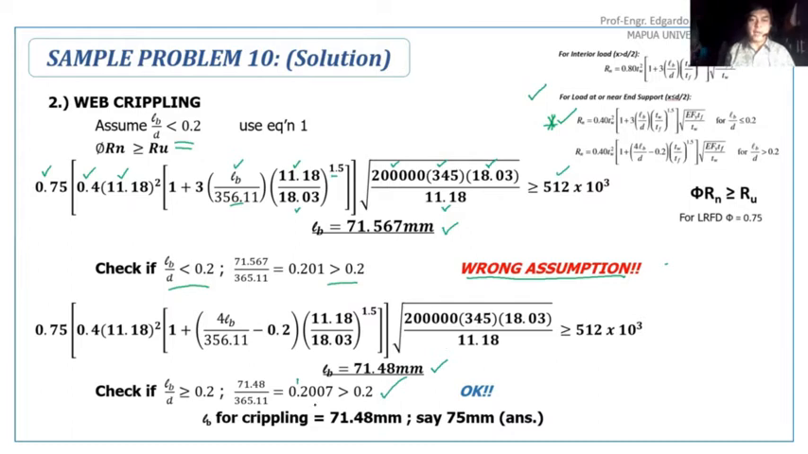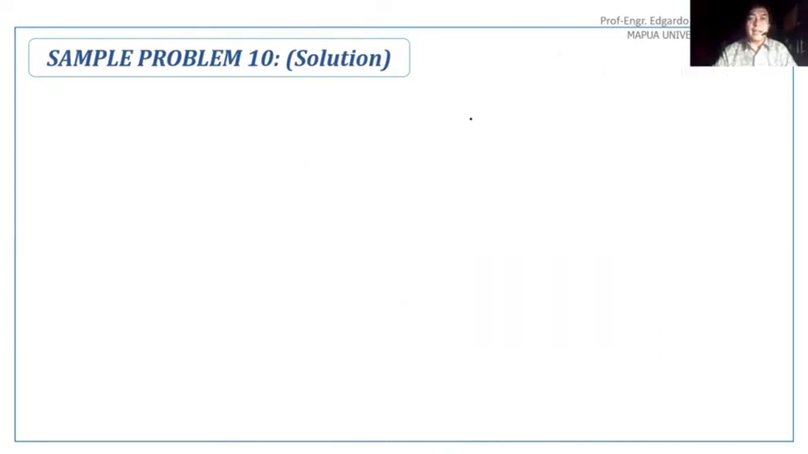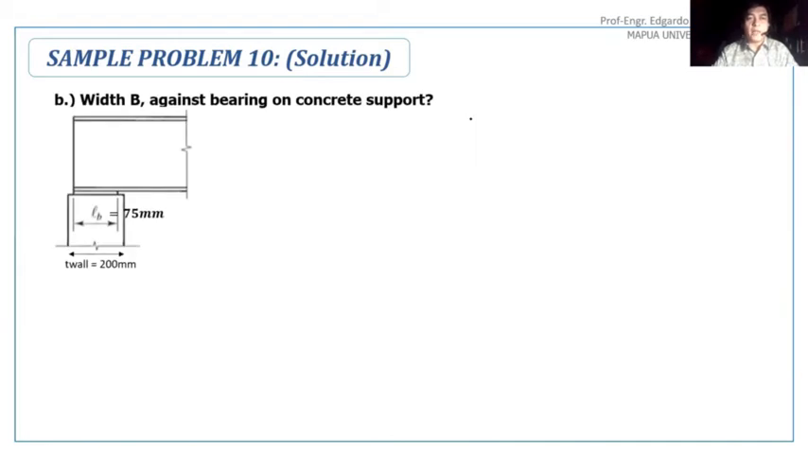Therefore, for web crippling, the minimum length of the bearing plate would be 71.48, and if we round it up, let's say to multiples of 5 millimeters, so we will be arriving at 75 millimeters to be the minimum length of the bearing plate. Kanina, sa web yielding, ilan yung sagot natin sa web yielding? It's 50 millimeters, diba? Tapos sa web crippling, the answer is 75. So of course, to avoid web failure in general, we have to use yung 75 millimeters. So tapos na tayo sa length. So next step is for the width, B.